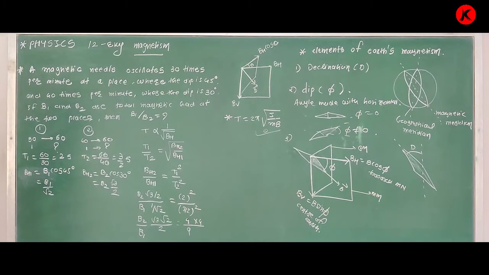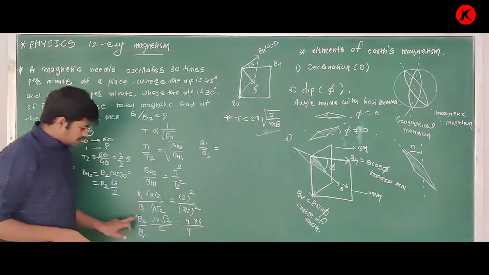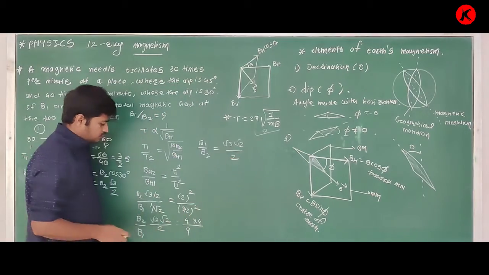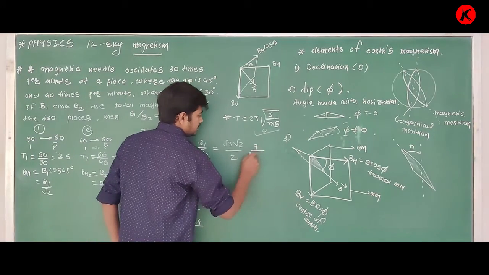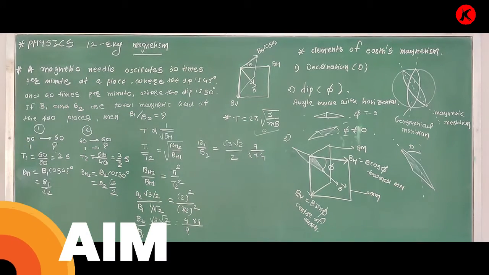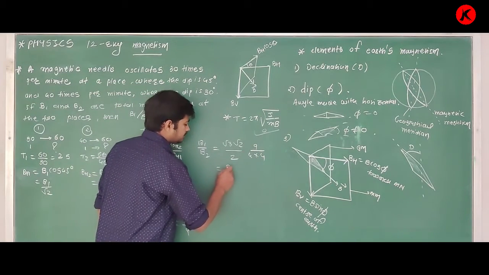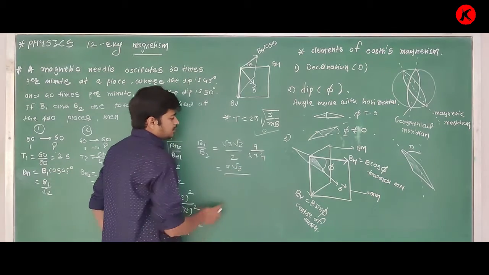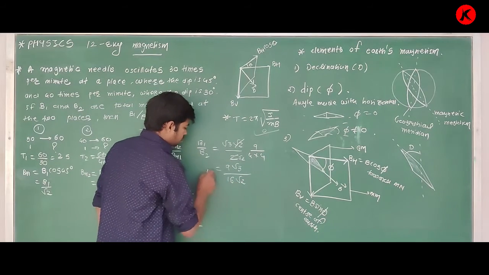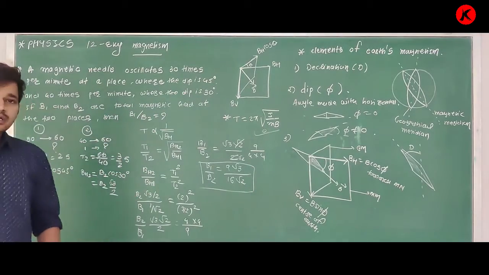Clear? Now make B1 and B2 the subject, so B1 upon B2 on the opposite side. It is root 3 root 2 divided by 2, with 9 in the numerator and 4 into 4. Now you have to simplify this one. That is 9 root 3 divided by 4 into 4, which means 16, and I can write this as root 16 root 2. So this is the value of B1 upon B2.